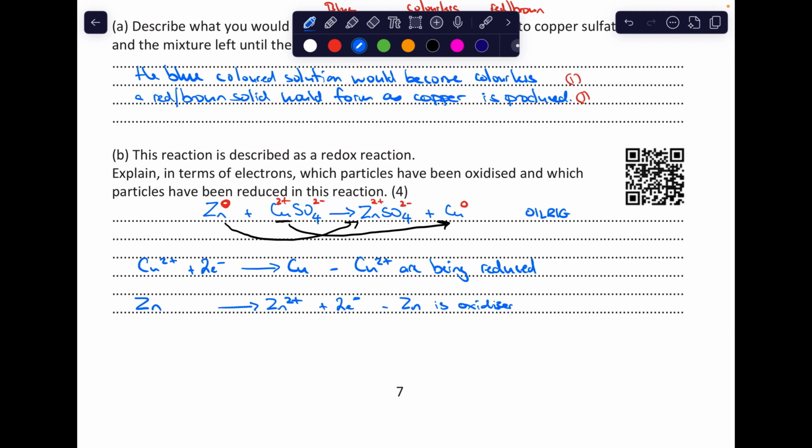Okay, so in terms of marks, explain in terms of electrons. So I've done it in an equation. If you weren't using the equation, you would have to say here that the copper ions are being reduced because they're gaining electrons, or you would say the zinc is being oxidized because it has lost electrons. But because I've put this in the equation, I'm going to get the mark there. So 1 mark there and 1 mark there, and then I've identified which of the chemicals are being oxidized or reduced. So I get a second mark in there as well.